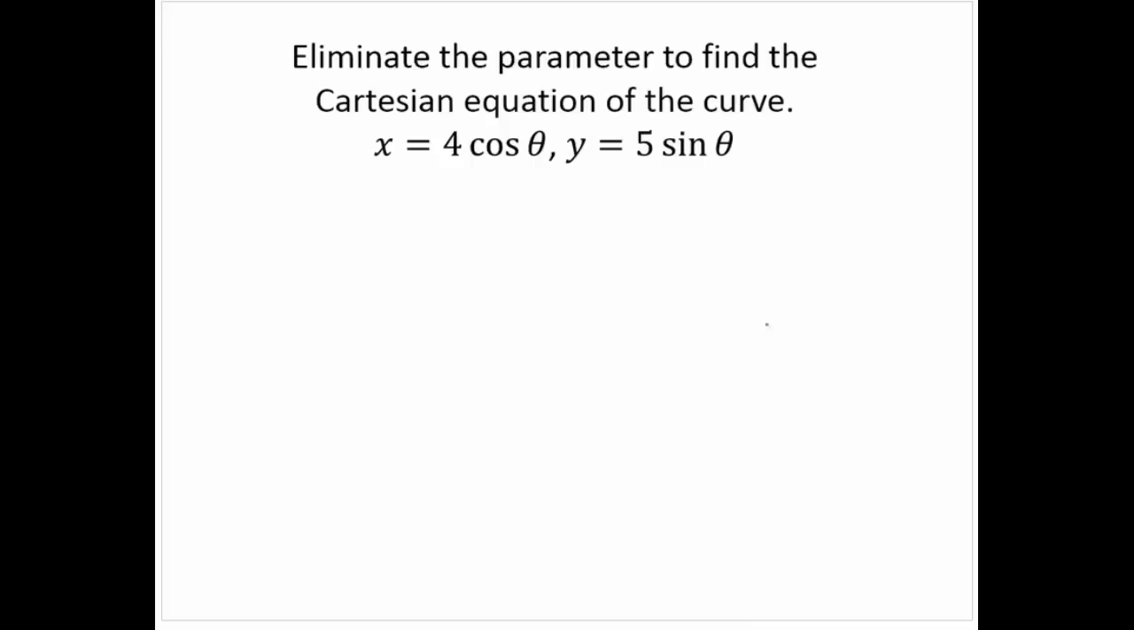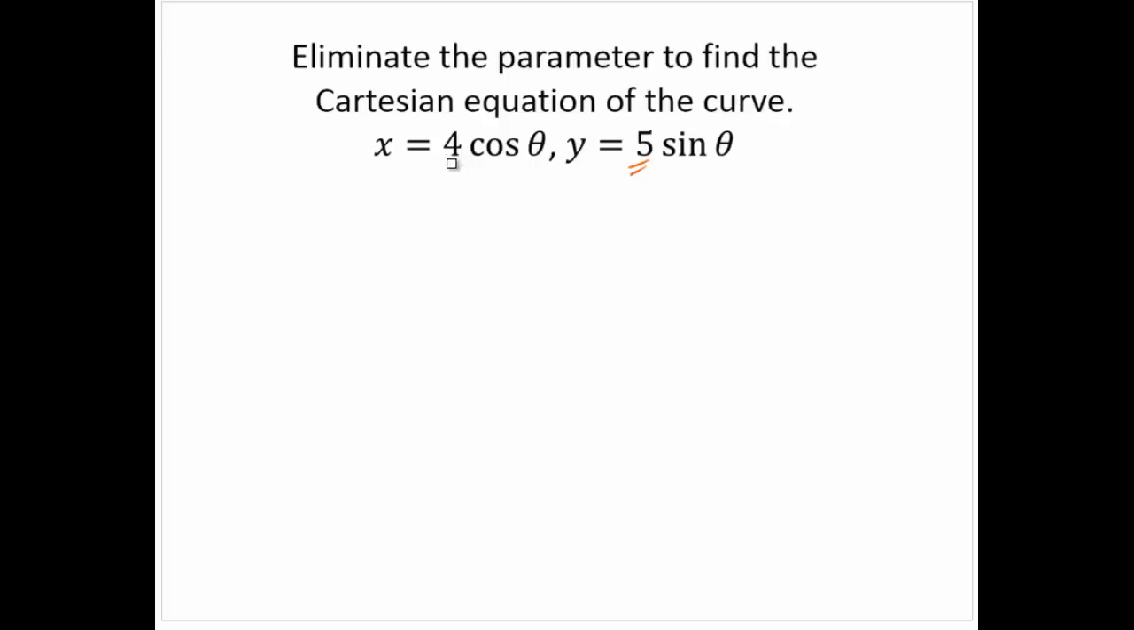So let's look at another exercise. Here we have x equals 4 cosine theta and y equals 5 sine theta, and we're asked to eliminate the parameter to find the Cartesian equation of this curve. You might look at this and say, well, is it a circle? It's not a circle. I know it's not a circle because the coefficients are not the same. In fact, this would turn out to be an ellipse since the coefficients are different.